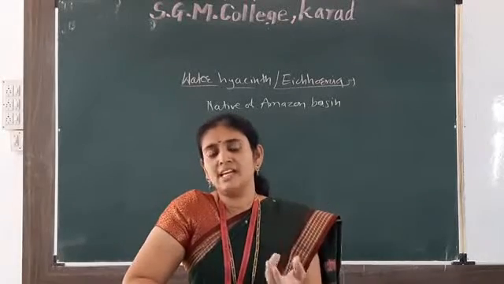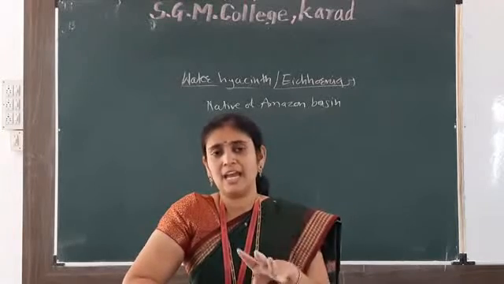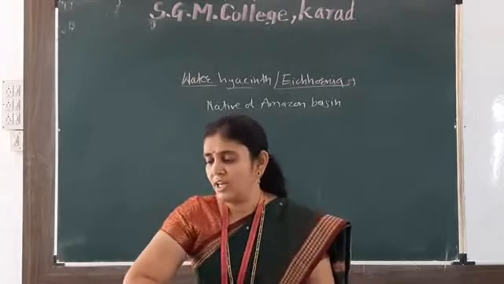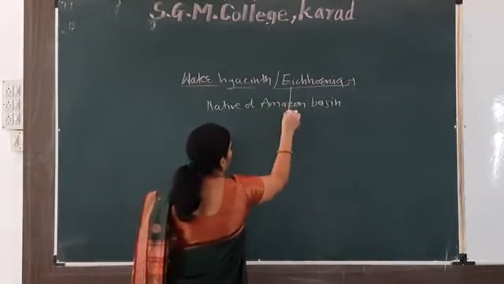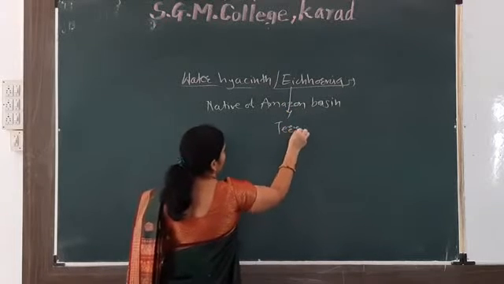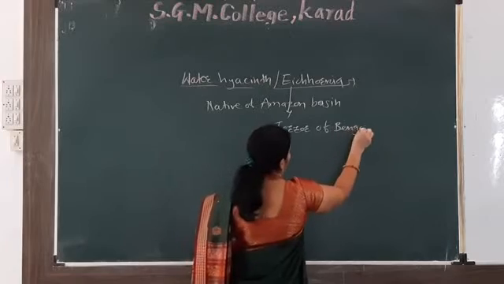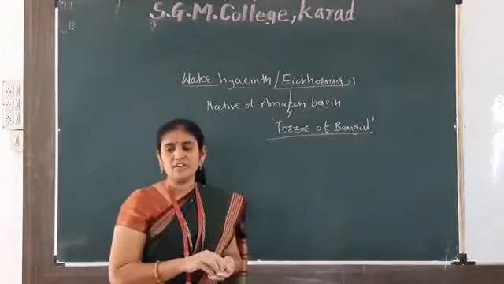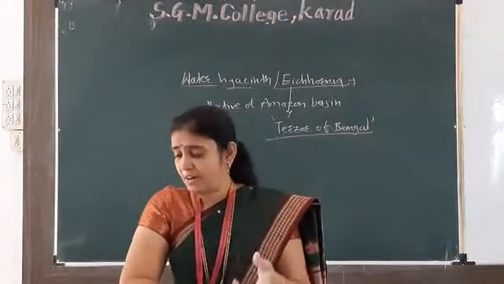And this Eichhornia also has some hazardous effects on aquatic life, and therefore in Bengal in particular it is called the terror of Bengal. This Eichhornia is termed the terror of Bengal because it grows very fast and has a very harmful effect on aquatic life.